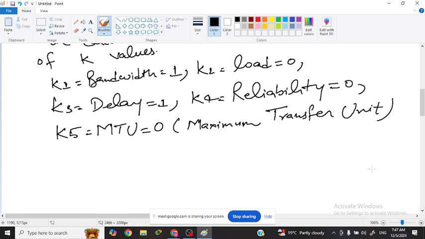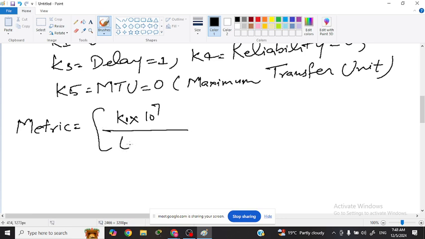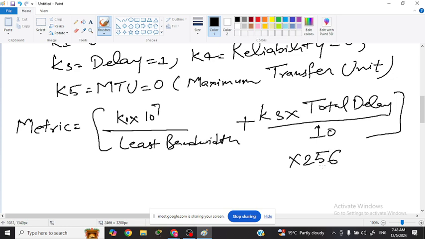Okay. So what is the formula to calculate the metric? The formula is K1 multiplied by 10 to the power 7 upon least bandwidth, plus K3 into total delay upon 10, multiplied by 256. Is it clear, guys?